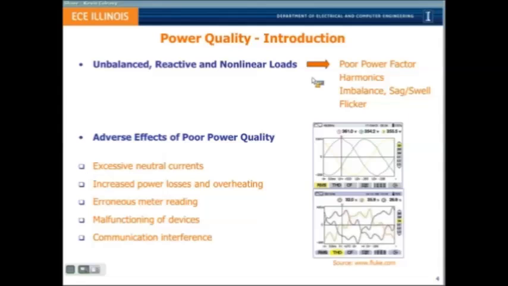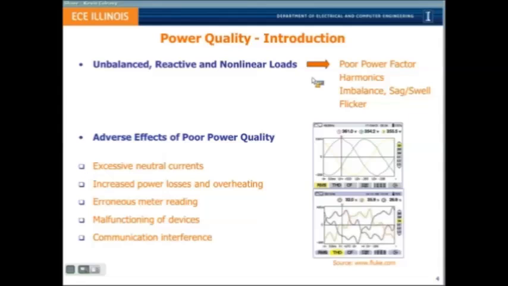And communication interference happens predominantly where the telephone lines or other communication lines flow parallel to the conductors. In India, in fact, we have the telephone lines running in parallel on the same pole, which means that these harmonics can interfere with the telephone lines, and this has to be obviously avoided.